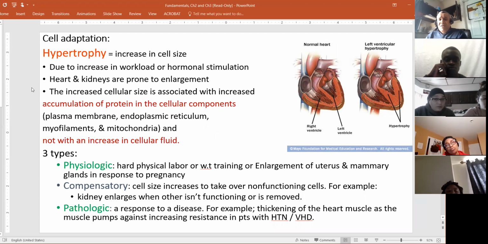Now, another type of alteration to the cells would be an increase in size. The cell size would increase. We call that hypertrophy, because of the increased workload, because of the increase in hormonal stimulation, and sometimes it is due to hypertrophy as a compensatory mechanism to compensate for the function. Examples of that are provided here, lots of examples. First of all, we have three types.